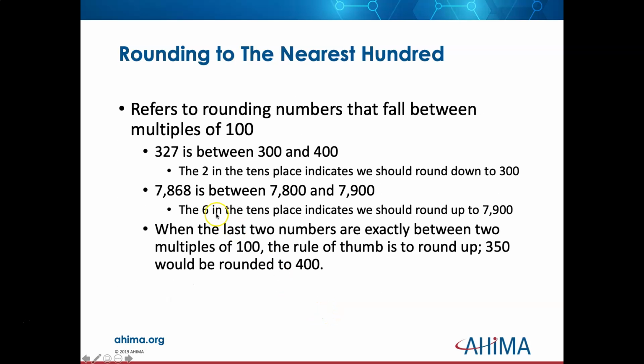Nearest 100 is just simply moving it up so that you're looking at the first 2 digits. So 327 is between 300 and 400, but 327 is less than 350, so it goes down to 300. If this were 377, it would go up to 400 because it would be 350 or above. And the same thing when you go to thousands.